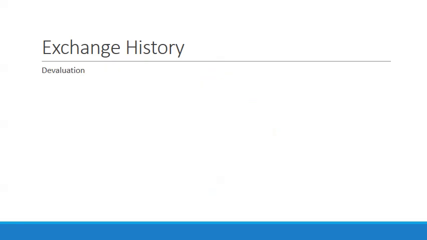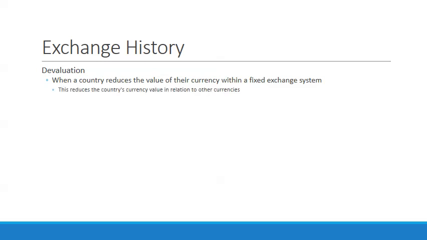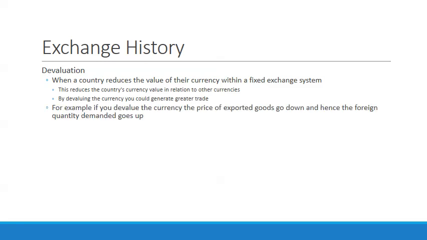So we want to look at what's called devaluation. It's when a country reduces the value of their currency within a fixed exchange system. This reduces the country's currency value in relation to other currencies. By devaluing the currency, you could generate greater trade. And here's how. For example, if you devalue the currency, the price of exported goods will go down, and hence the foreign quantity demanded goes up.